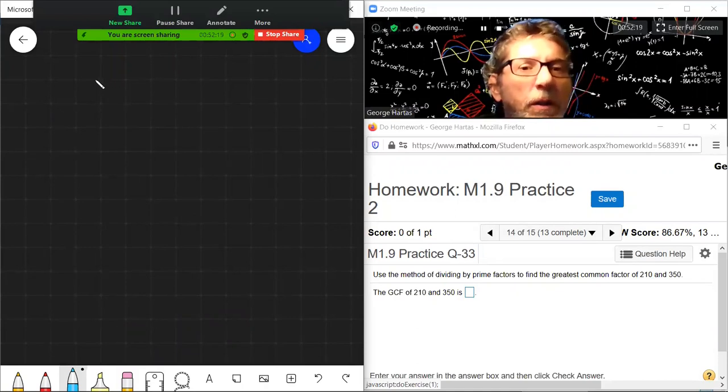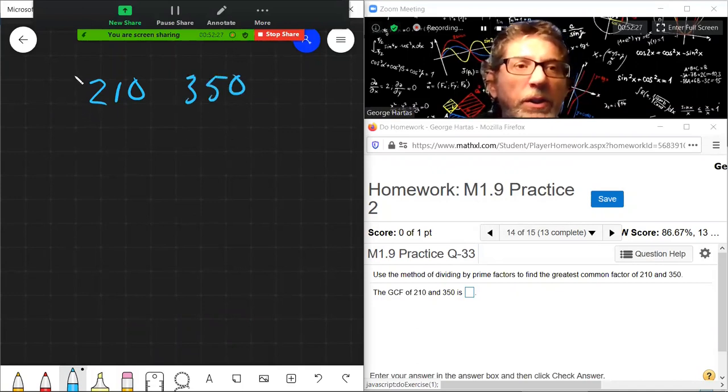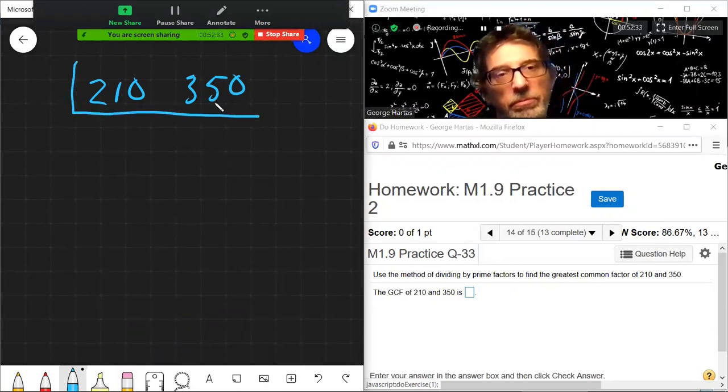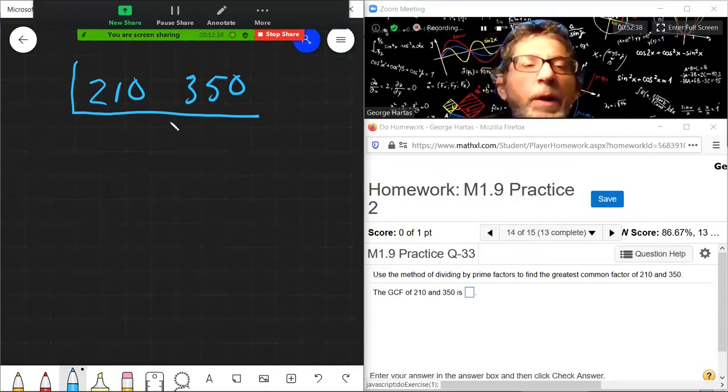So here's what it looks like. We have 210, 350. You're going to put these in an upside down division box. And then what you're going to do is you're going to divide by prime numbers, and you're going to go downwards. All right, now start with the smallest prime number. And the smallest prime number is 2. And the fact that these are even numbers, 2 certainly goes into both. So the number you choose here has to divide evenly into both. And the number 2 divides into both.